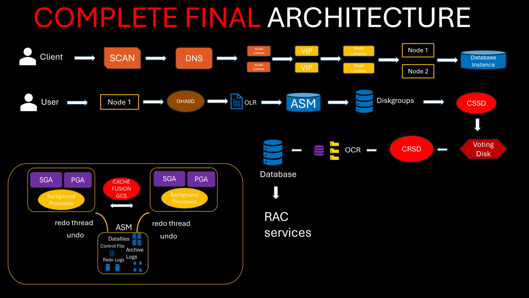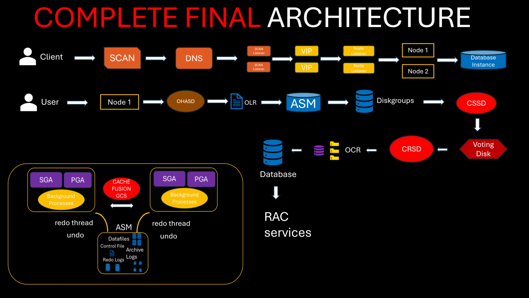Now let's bring everything together. A user connects through a SCAN name, DNS resolves the request, and the SCAN listener redirects the connection to an available node using VIPs and node listeners. The local instance begins executing SQL using its own memory structures and background processes. If required data exists locally, Oracle uses local memory. If another node owns the data, cache fusion transfers blocks across the interconnect.